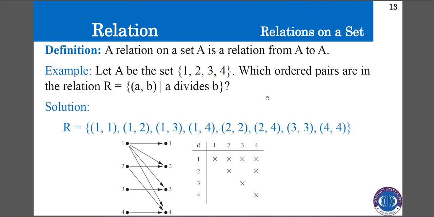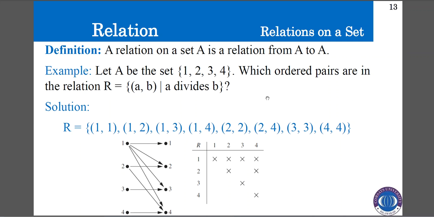Relation on a set. Definition: a relation on set A is a relation from A to A. It is an important concept. Example: let set A be the set {1, 2, 3, 4}. Which ordered pairs are in the relation R where (a, b) pairs such that a divides b? In this relation, we select the pairs in which a divides b, and this solution is shown in the figure.